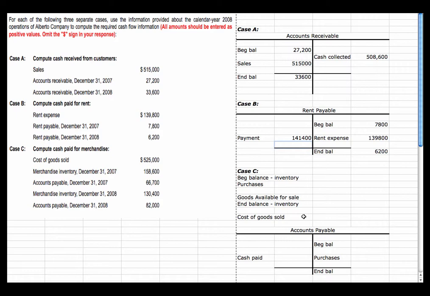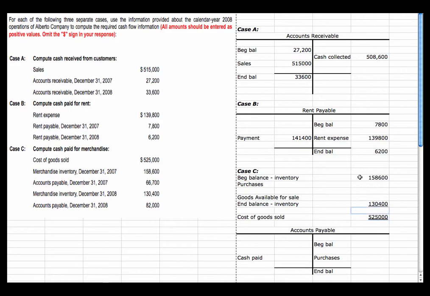If you recall in financial accounting, when we were talking about inventory, this formula is called the periodic inventory formula. So what I can do here is take my beginning balance inventory, and according to this problem, the merchandise inventory on December 31st, 2007 was $158,600. We don't know how much we purchased, so that's my unknown. So I can come back down here, and I know my ending balance inventory, which is $130,400. And I know my cost of goods sold was $525,000.